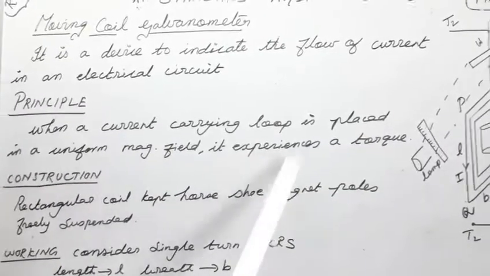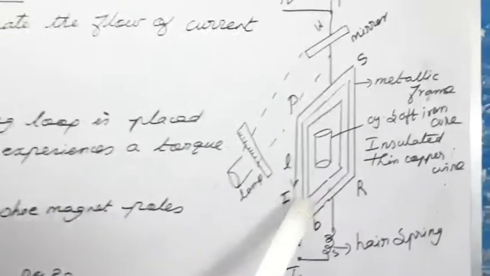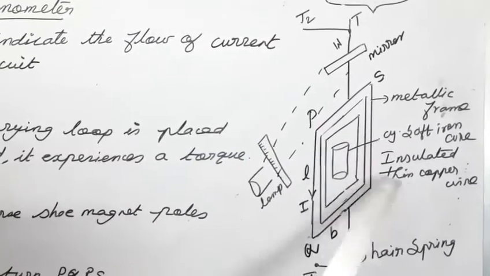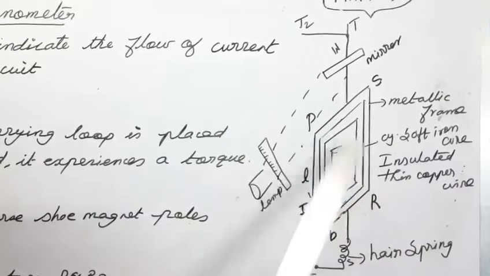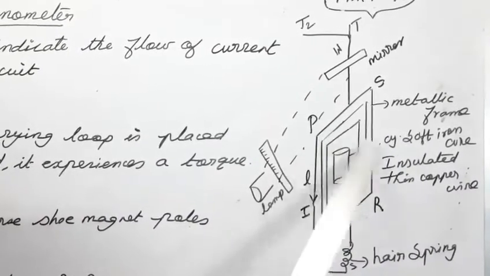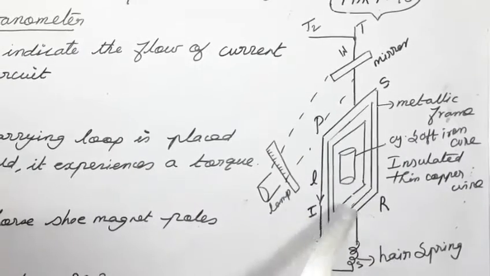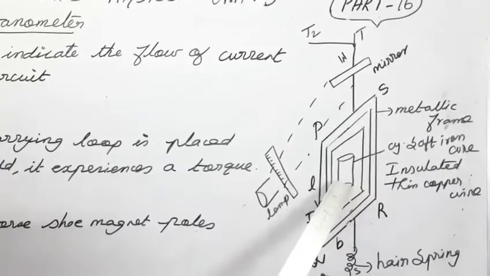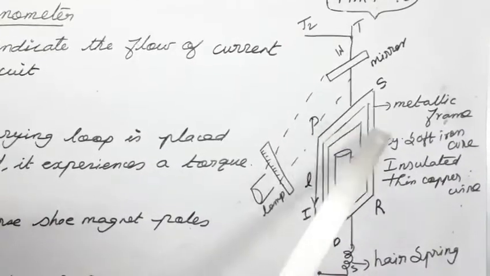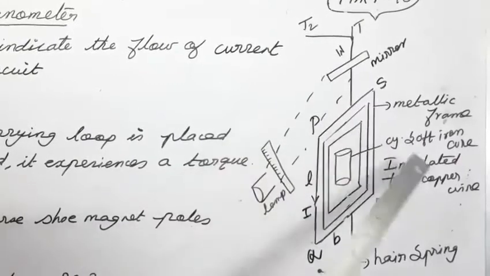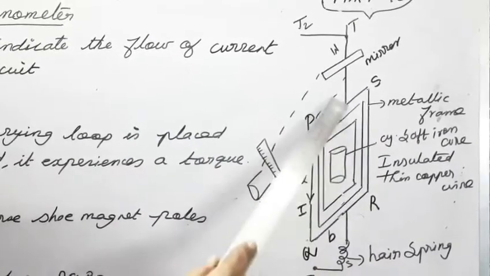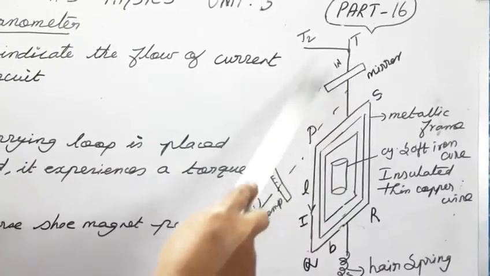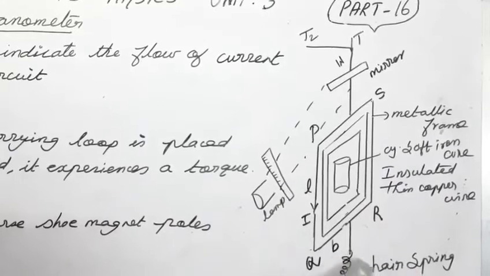And next, construction. A moving coil galvanometer consists of a rectangular coil PQRS of insulated thin copper wire. The coil contains a large number of turns wound over a light metallic frame. A cylindrical soft iron core is placed symmetrically inside the coil. The rectangular coil is suspended freely between the two poles of a horseshoe magnet. The upper end of the rectangular coil is attached to one end of a fine strip of phosphor bronze, and the lower end of the coil is connected to the hairspring.